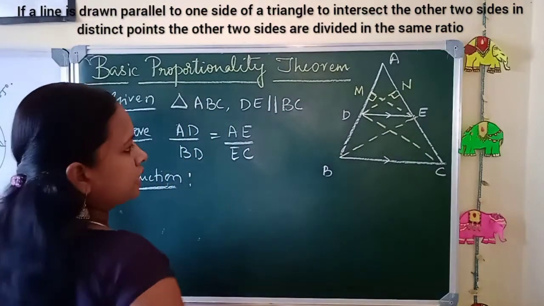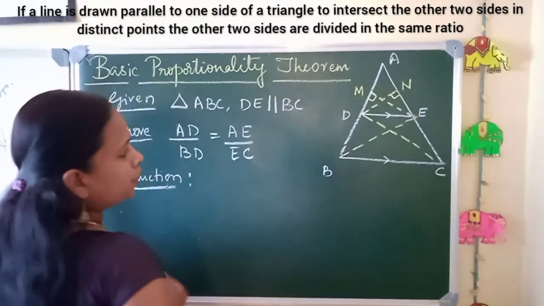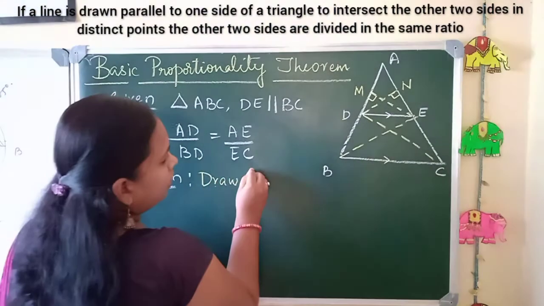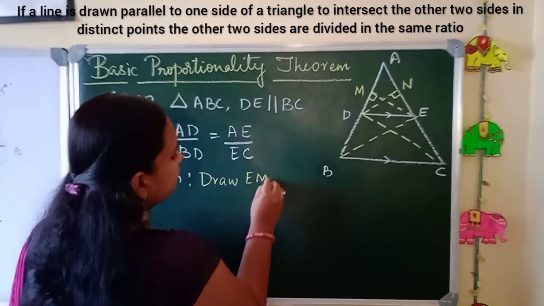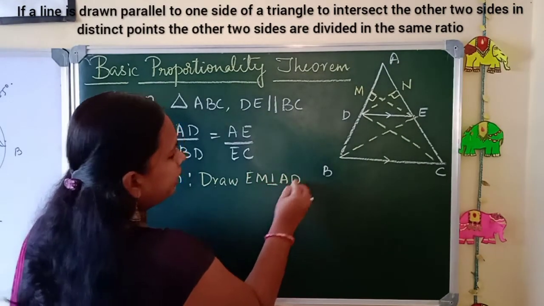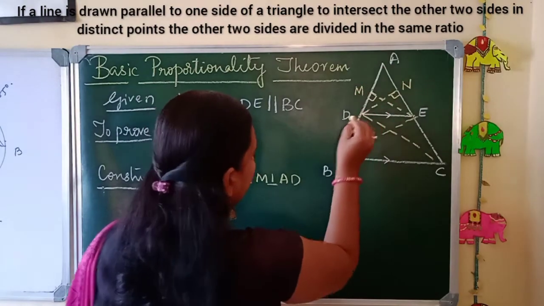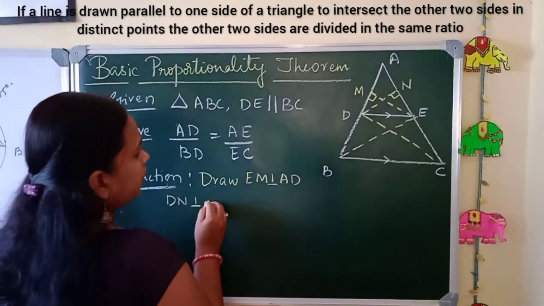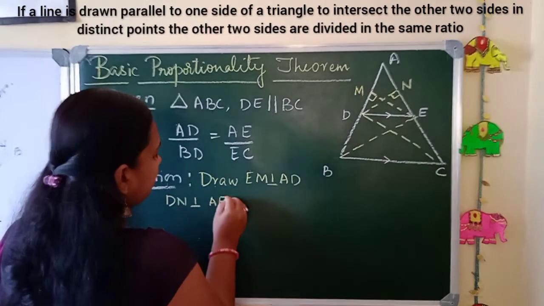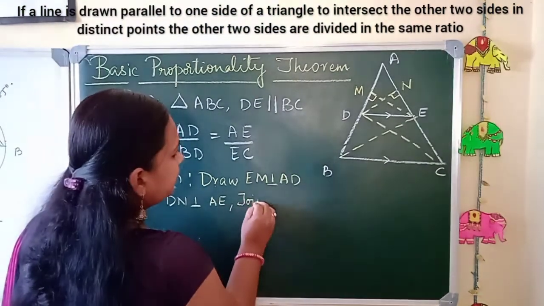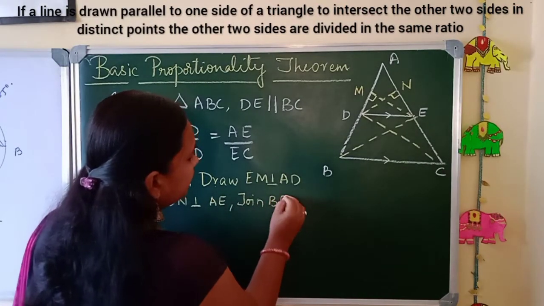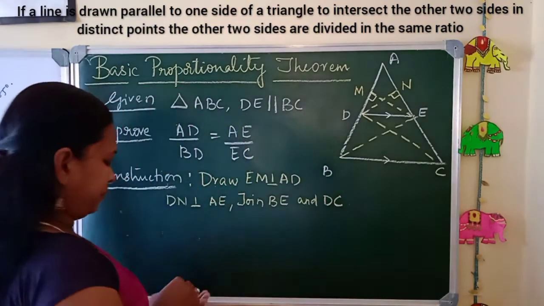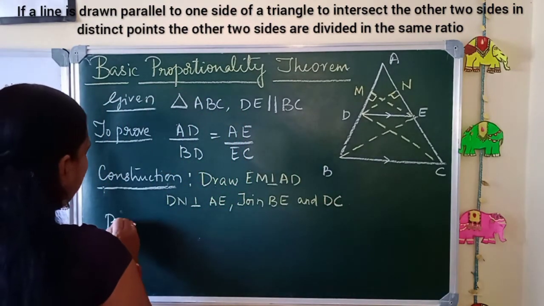Now, what is the construction we have done? We drew the perpendiculars. So draw EM perpendicular to AD, and DN perpendicular to AE. Then we join BE and DC. So now we will move on to the proof.